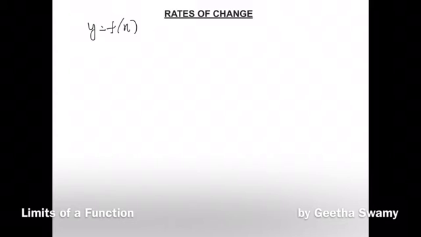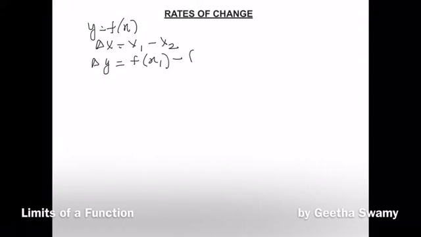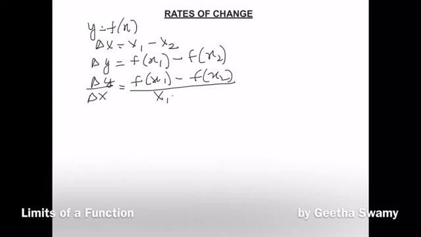Now suppose that x changes from x1 to x2, then if you want to find the value of delta x, it is given by delta x is equal to x1 minus x2. The corresponding change in y would be delta y is equal to f of x1 minus f of x2. Now let us look at the rate of change. That would now be equal to delta y divided by delta x, which is equal to f of x1 minus f of x2 divided by x1 minus x2. This is called the average rate of change of y with respect to x.